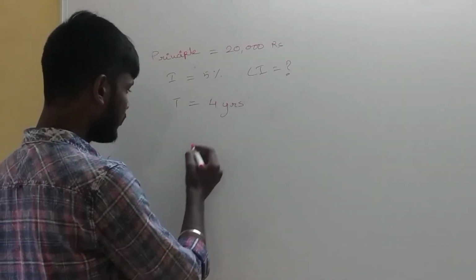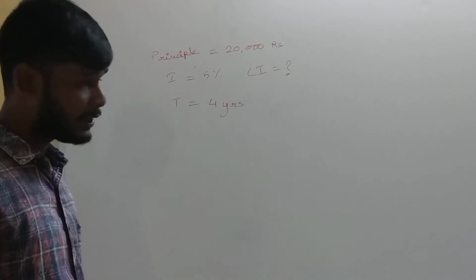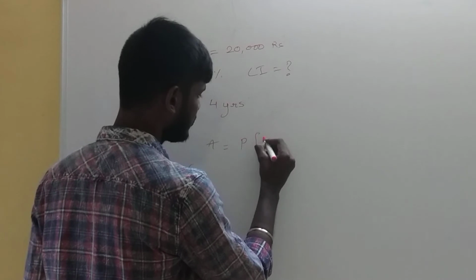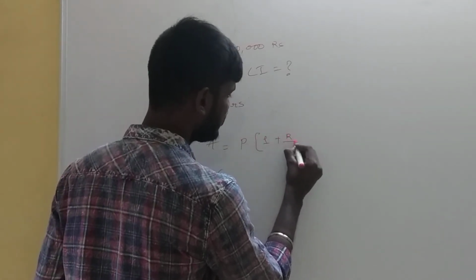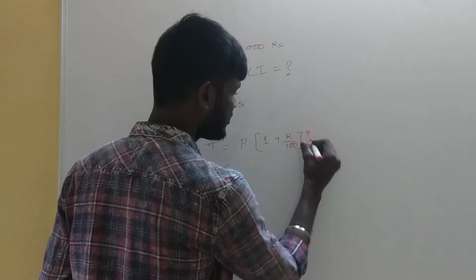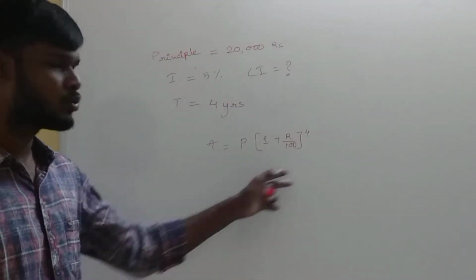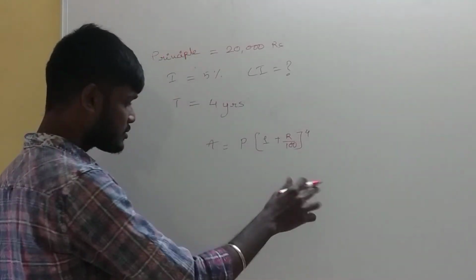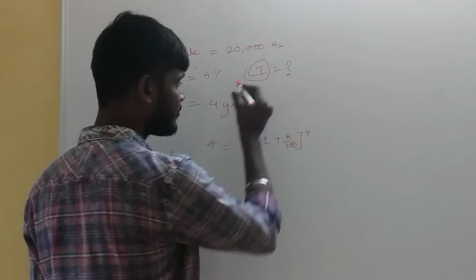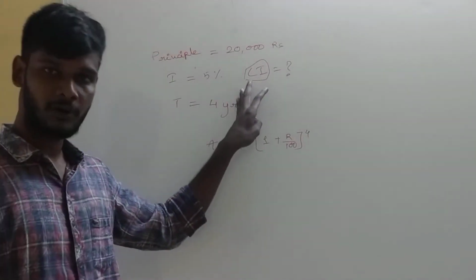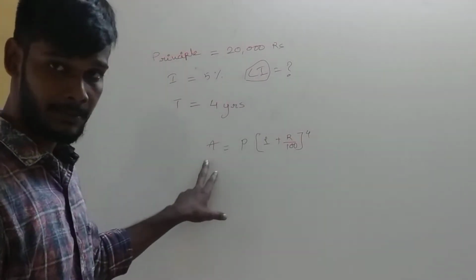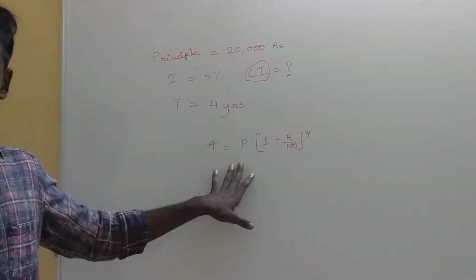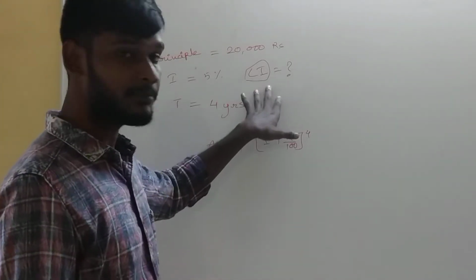Okay, so first of all, for calculating the amount, the amount is equal to the principal times 1 plus r by 100, whole to the power 4. This is the basic formula that we study in our school curriculum. Now, remember I have to calculate compound interest. There is no direct formula for compound interest. First of all, I have to calculate the amount, and then I have to subtract the principal out of it, and that's how I am going to get my compound interest.